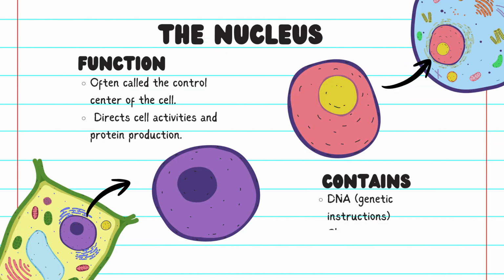The nucleus. What is the function of the nucleus? The nucleus is often called the cell's control center. The nucleus directs the cell's activities and protein production. In the nucleus, there are the following: DNA, the genetic instructions, and chromosomes.